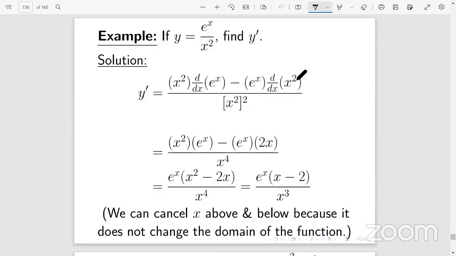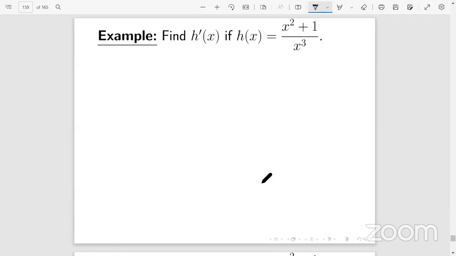Hope that makes sense. So from here, we can say that, because remember that we can factor out x here, that will cancel with one of the x from the x to the power 4, we are left with x cubed. So this is our answer here.